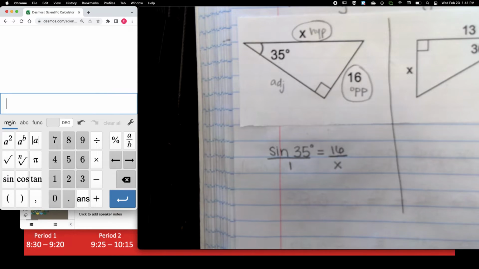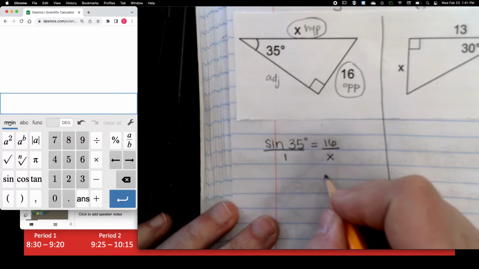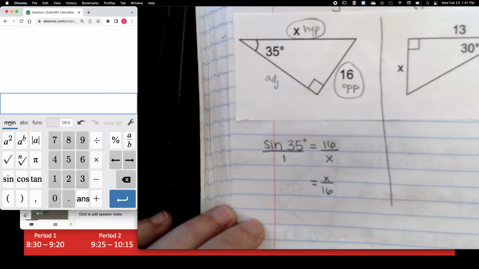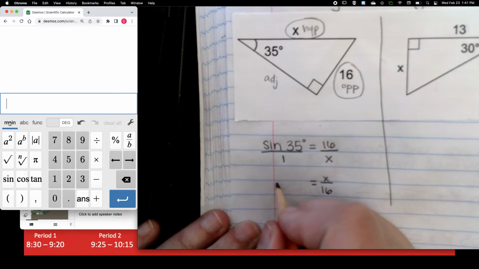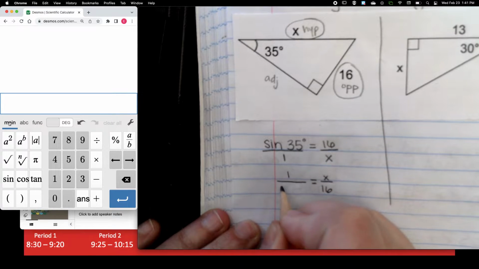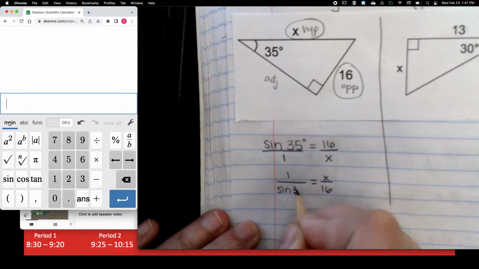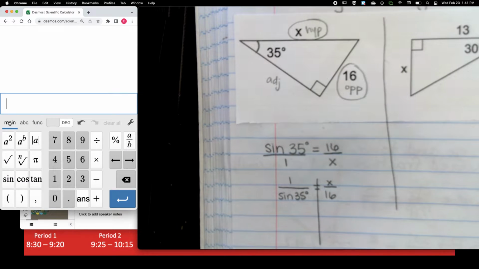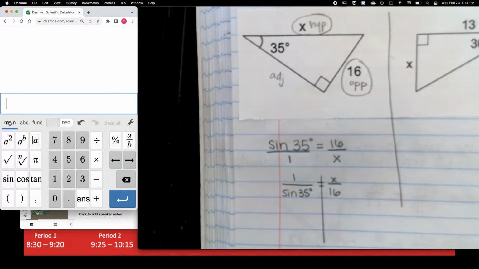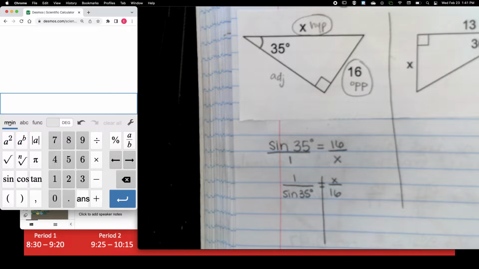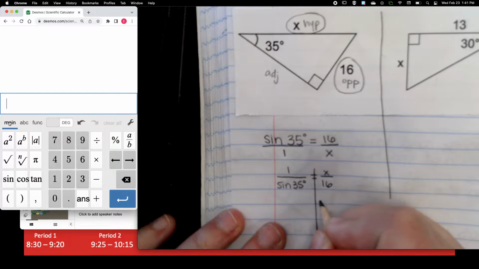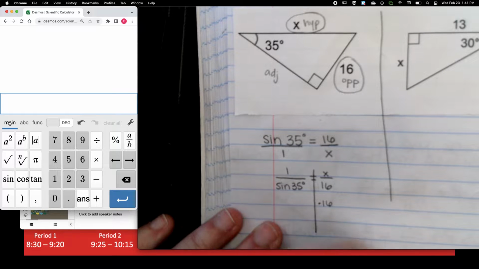So now I can flip both sides. I'm going to put x over 16. But if I switch that side, I have to switch the other side as well. So this is going to be 1 over sine of 35 degrees. Okay, now my goal is to get x by itself. So how would I undo a dividing by 16? Multiply by 16. If we do it on one side, do it on the other side.